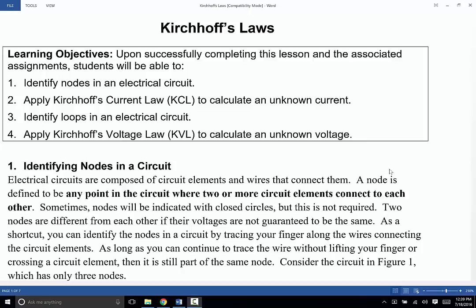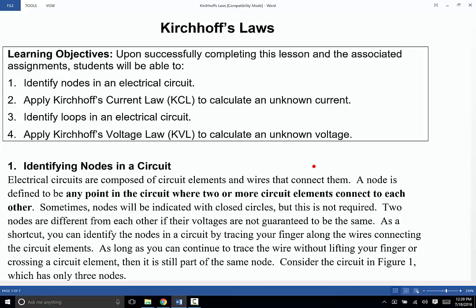Hi, let's talk a little bit about Kirchhoff's laws. We're going to start off by talking about Kirchhoff's current law, but to understand Kirchhoff's current law, we really have to understand the concept of a node, because nodes are essential to understanding Kirchhoff's current law. A node is not very complicated, but it is an important concept.